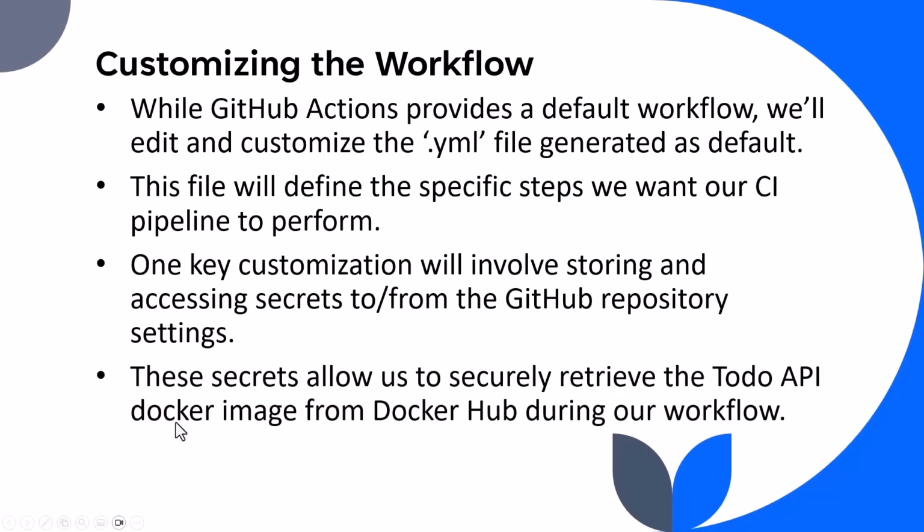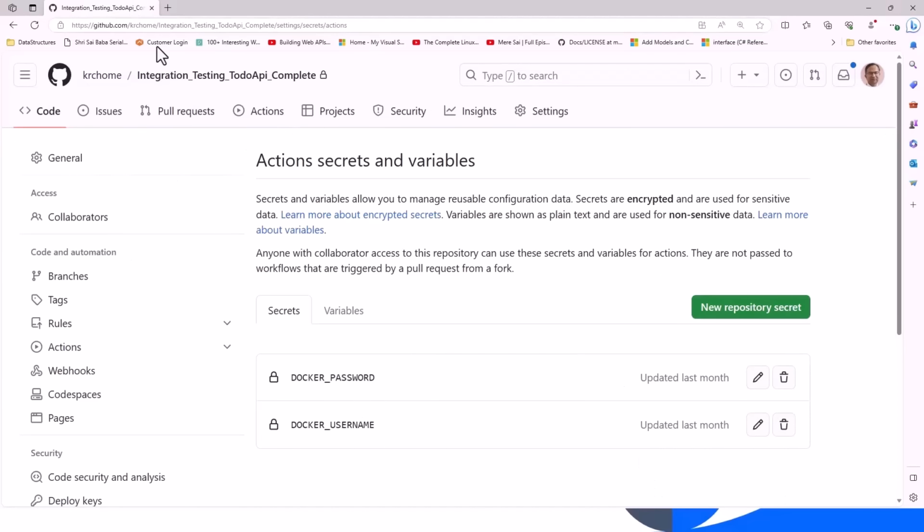And let's discuss further before coming back to the GitHub repository settings. These secrets allow us to securely retrieve the to-do API Docker image from DockerHub during the workflow run. Alright, so let's get back to our actions. So I have got this Docker password and Docker username, action secrets and variables, which I have already set earlier. So this is my DockerHub password and DockerHub username.